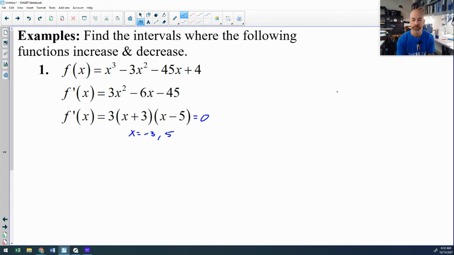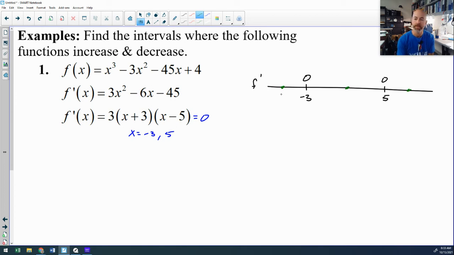I personally prefer to use a number line that represents my derivative, and I will start by plotting my critical numbers, -3 and 5. And those two values, -3 and 5, are values that actually make my derivative equal to 0. So I like to put zeros above those two. And if those are the only zeros of my derivative, then in between those zeros, I will be always positive or always negative.